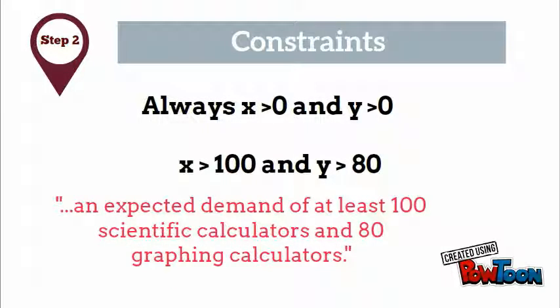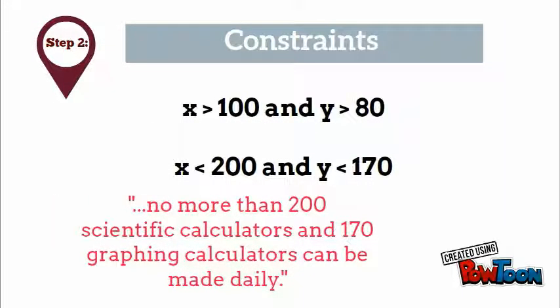Constraints are going to be found within the sentences. However, you can almost always assume with these story problems that the first 2 constraints exist: x is greater than or equal to 0 and y is greater than or equal to 0. You cannot make a negative amount of calculators. In this particular problem, these constraints can be ruled out because the company has to produce at least 100 scientific and 80 graphing calculators. The next 2 constraints are going to be x is less than 200 and y is less than 170, because the company can only produce at most 200 scientific and 170 graphing calculators daily.